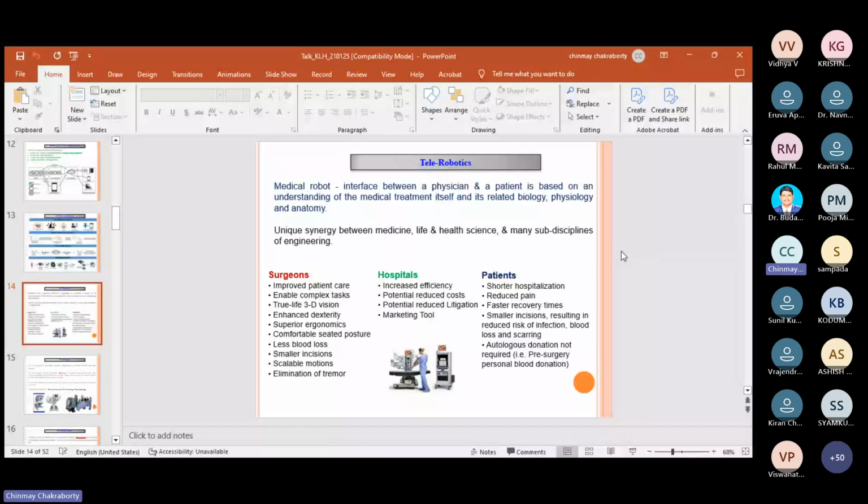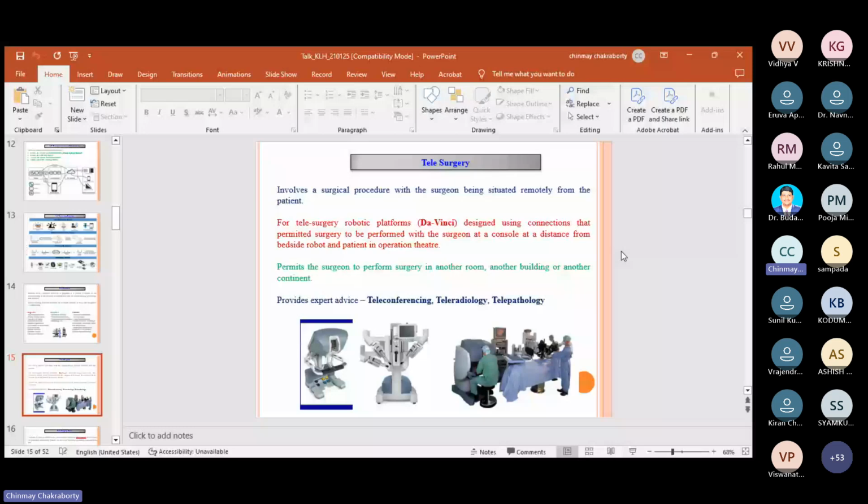From the patient-centric point of view, we definitely need to concentrate on shorter hospitalization, reduced pain, and faster recovery times. So many points are involved. With the help of these three sections, surgeon, hospital, and patients, telerobotics is one of the important features.